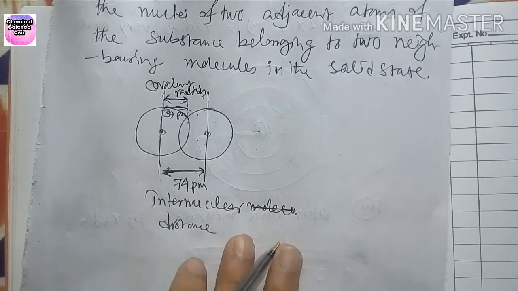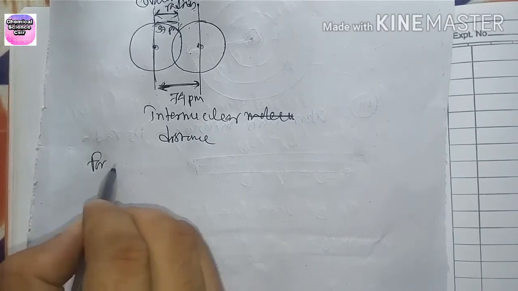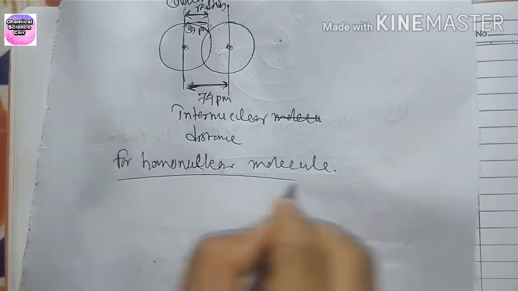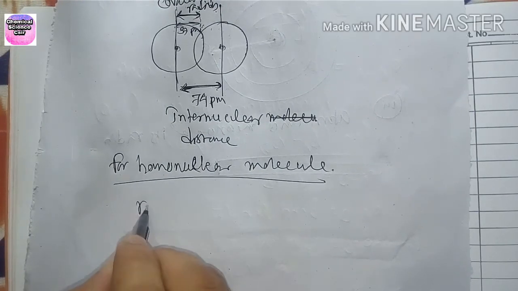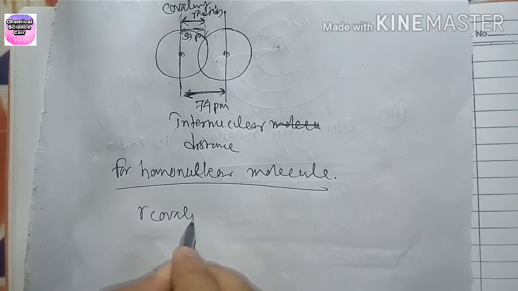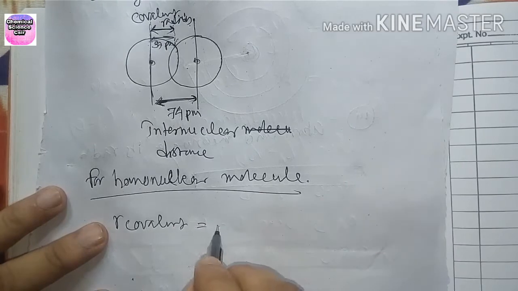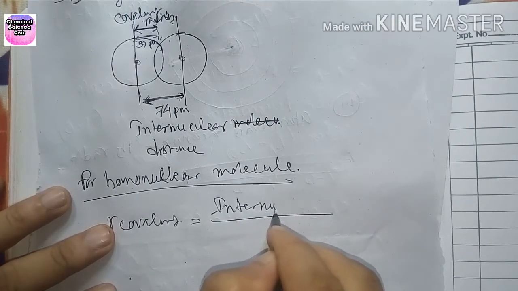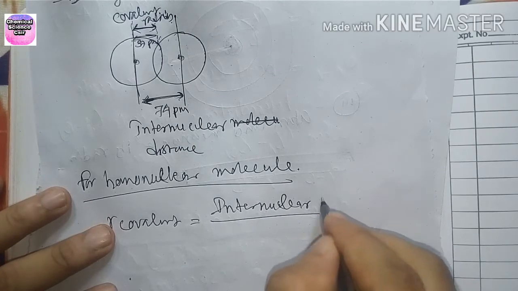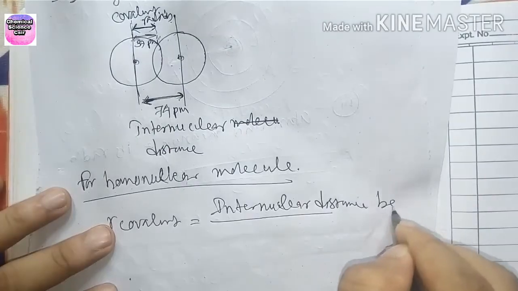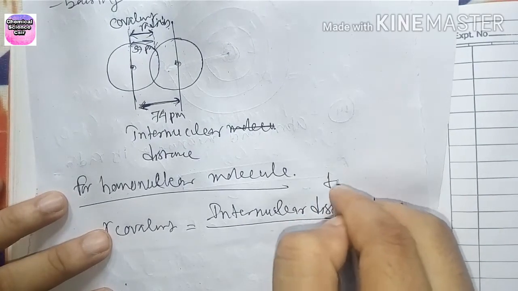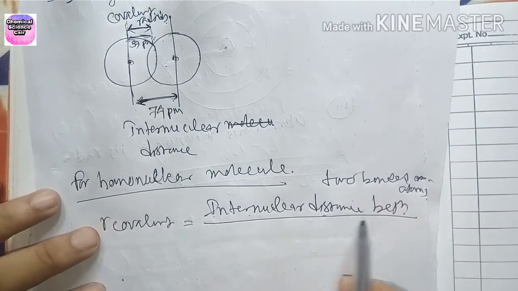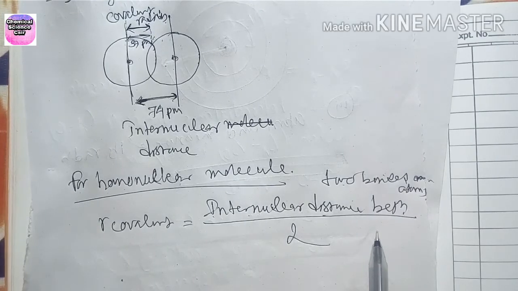For a homonuclear molecule, you can write that the covalent radius is equal to the internuclear distance between two bonded atoms, divided by 2, like this.